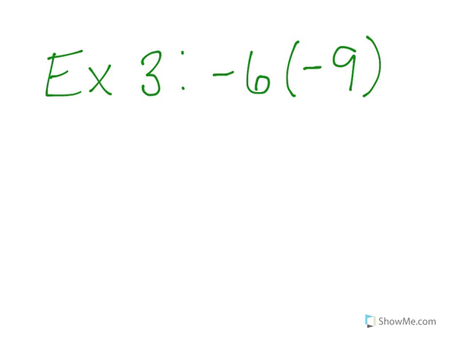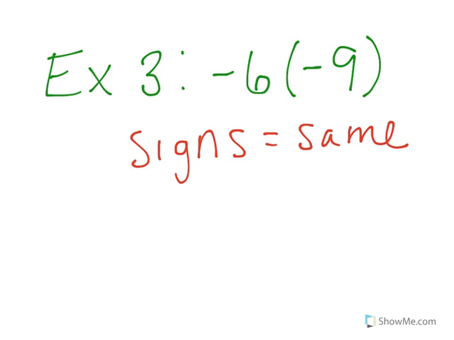Example 3. I have -6 times -9. This time the signs are the same. So I know if the signs are the same, then the product has to be positive. 6 times 9 is 54, and because their signs are the same, it has to be positive 54. You can put a plus sign, but I want to get you out of the habit of even having to write that. So I'm just going to erase that, and your answer is just positive 54.